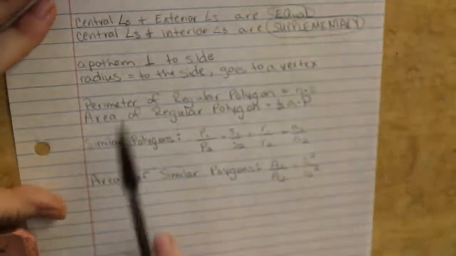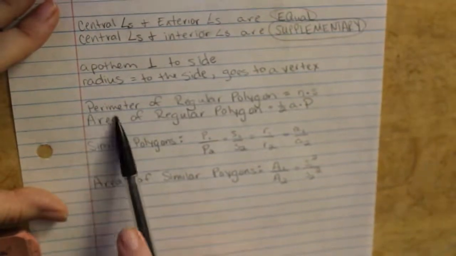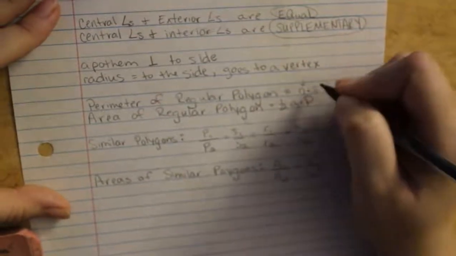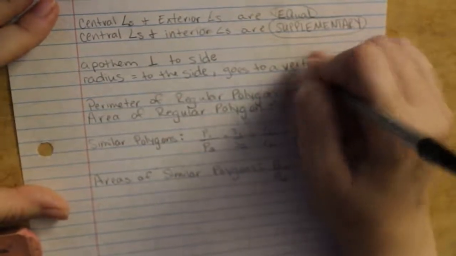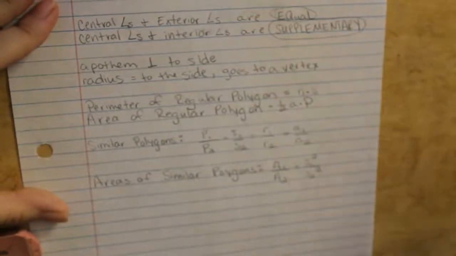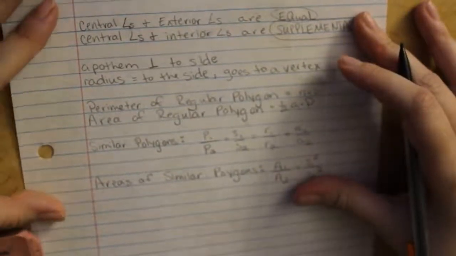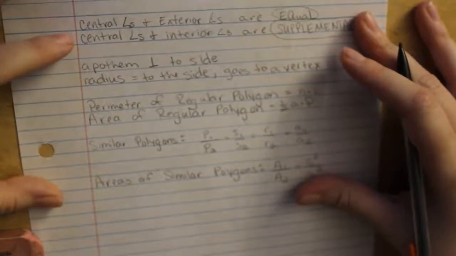Couple formulas for you. I didn't specify this, but I was figuring you would get here just in case you didn't. The perimeter of a regular polygon is equal to the number of sides times the length of one of its sides. Okay, typical perimeter stuff, but I just wanted to specify just in case you got confused or thought that you were trying to get some complicated formula. It's not that way. It's just simply the number of sides times the length of the side.